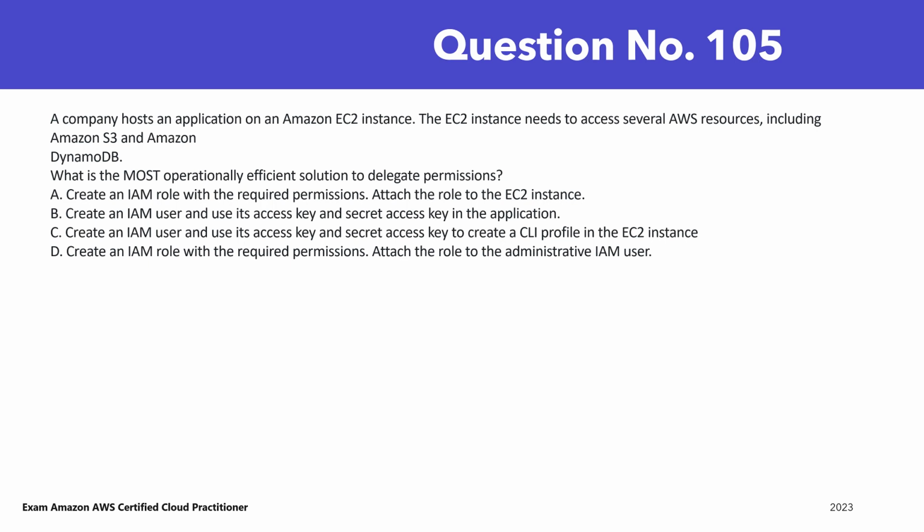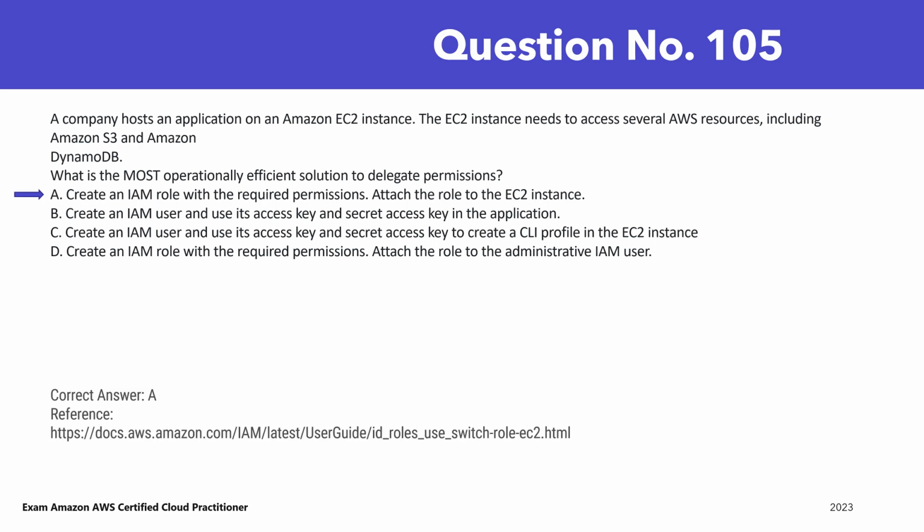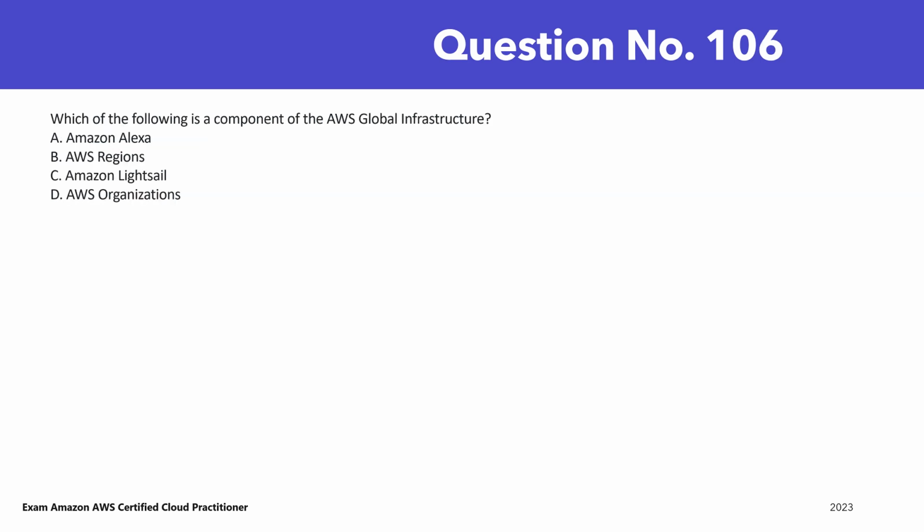Attach the role to the administrative IAM user. Correct answer, A. Which of the following is a component of the AWS global infrastructure? A. Amazon Alexa. B. AWS Regions. C. Amazon Lightsail. D. AWS Organizations.